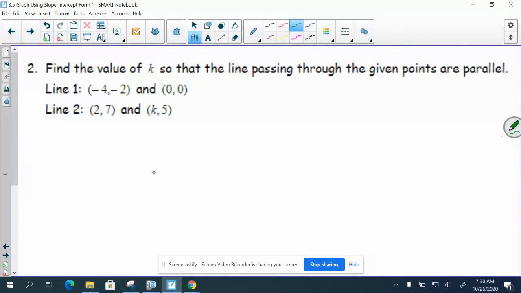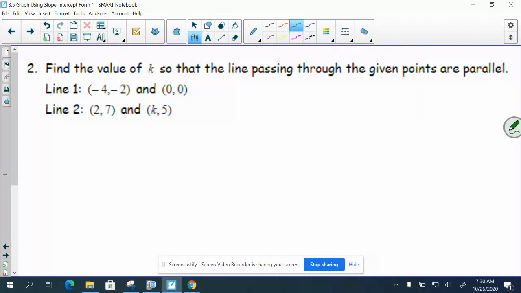All right, and here's another little problem for slope. Find the value of k so that the lines passing through the given points are parallel. So we have line 1 that goes through these 2 points and line 2 that goes through these 2 points. So what we're going to do to solve these is to set up the slope formula, and if they are parallel, then they would be equal to each other.